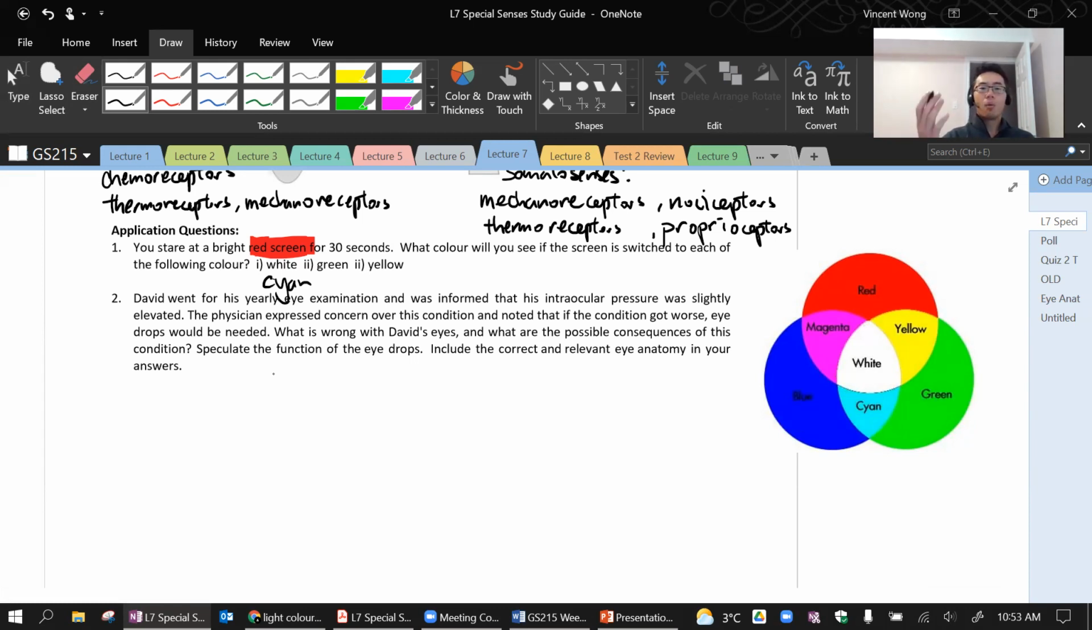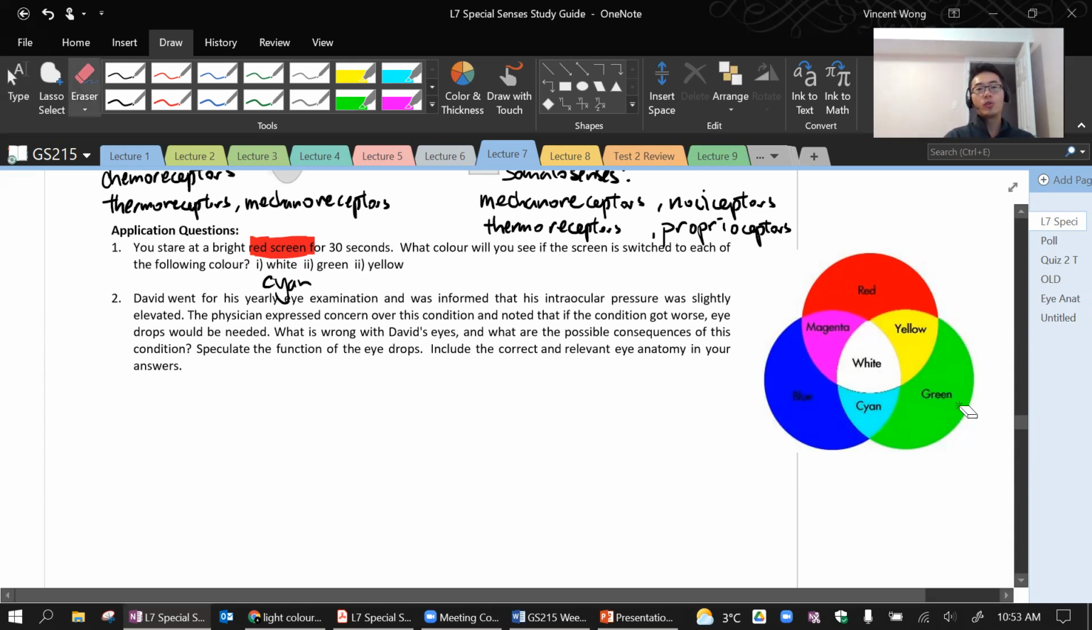Hopefully it does. Okay, what if we switch to a green screen instead of a white screen? What color will you see? Well, to see green, you only need the green receptors, right? We don't need any of the red receptors, right? So on the green screen, you will have no problem seeing the green.